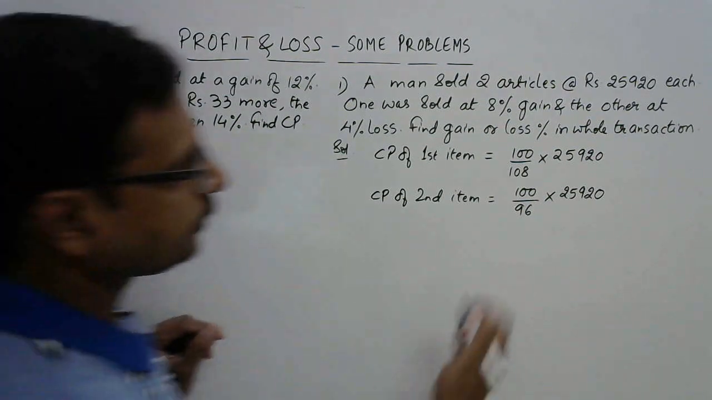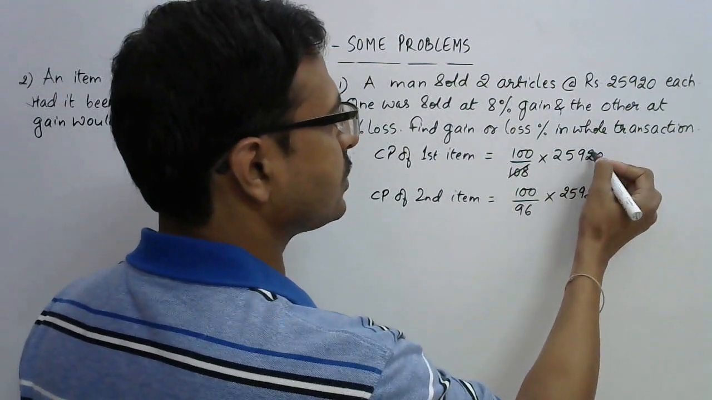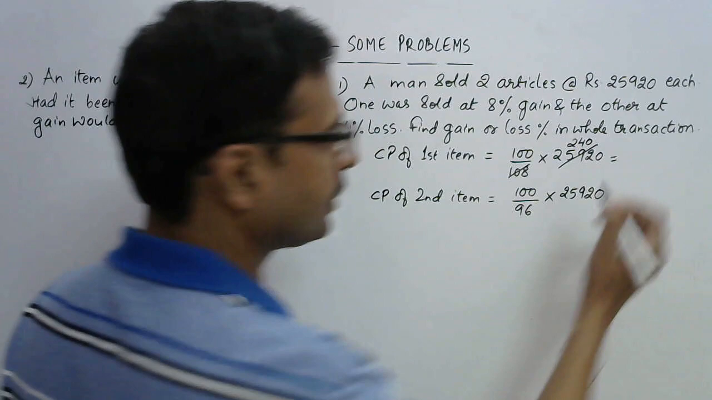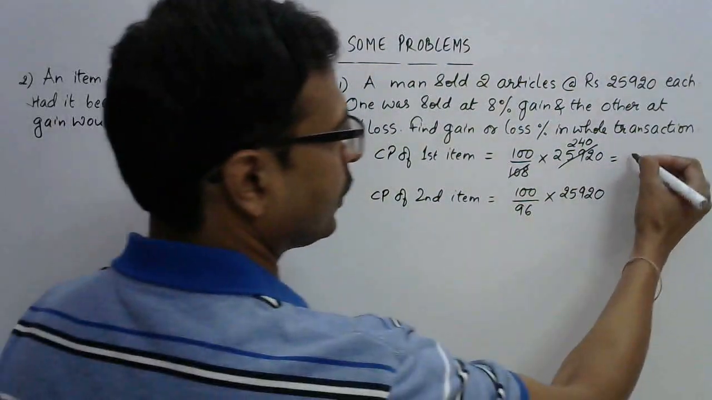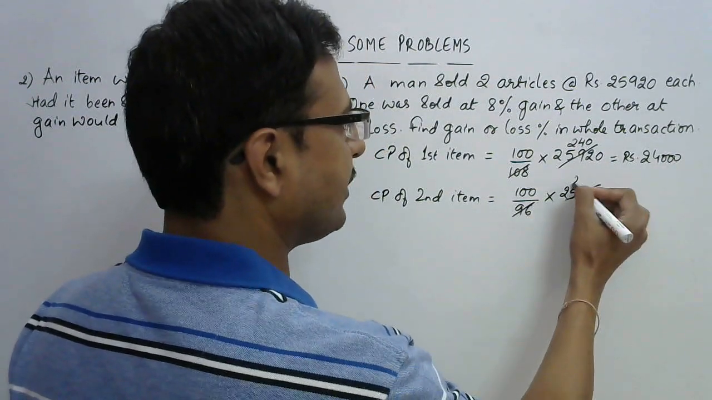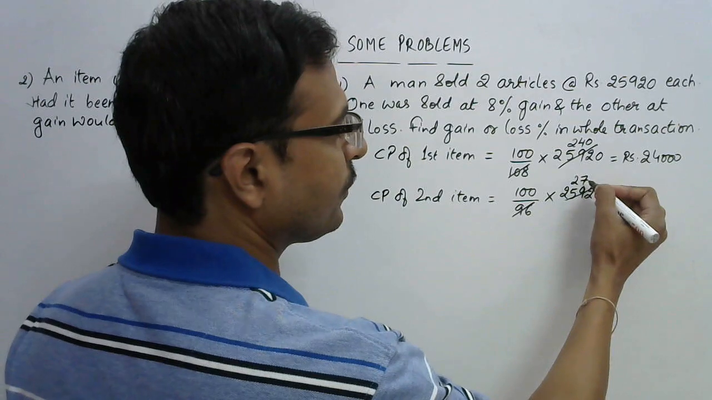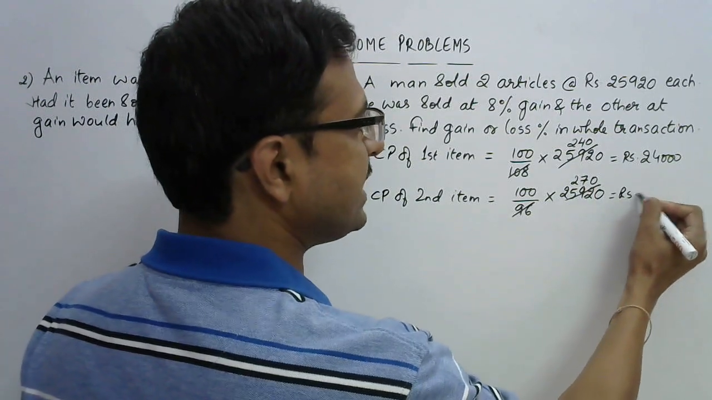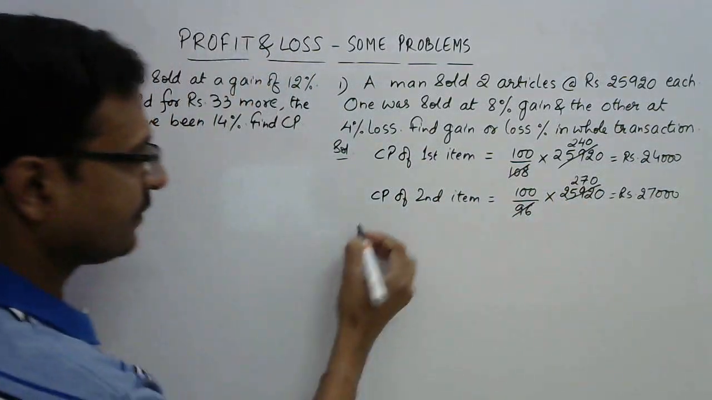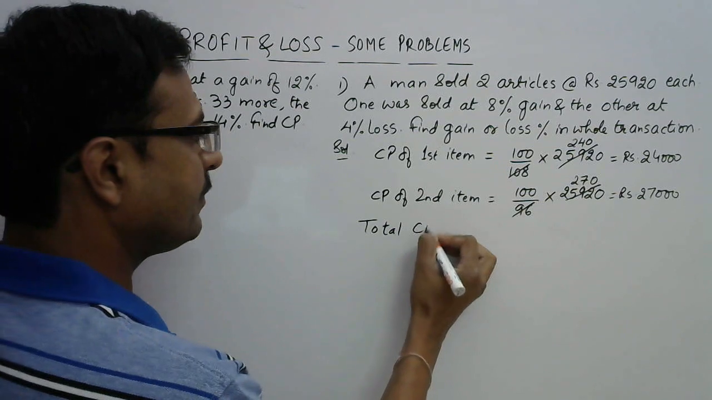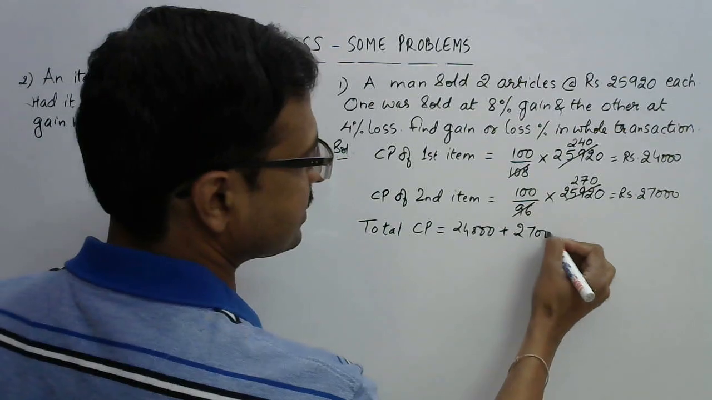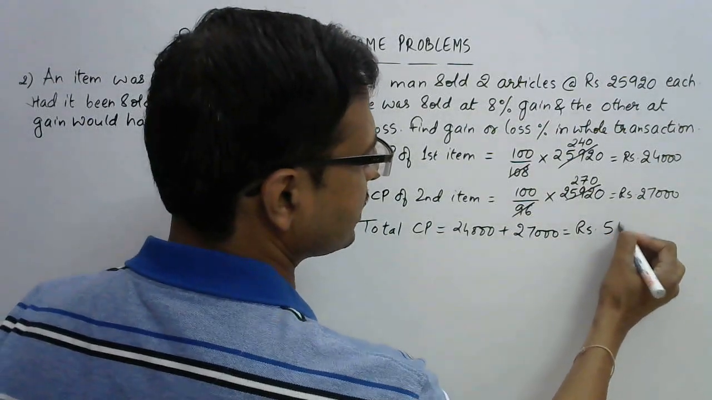So this will go exactly 24 times, so 240. So this will be 24,000 for the first item, rupees 24,000, and this will go exactly 27 times, 27 times is 2592. So this will be rupees 27,000. Now after having found the two cost prices, we can calculate the total CP. Total CP is obviously 24,000 plus 27,000, which is equal to rupees 51,000.